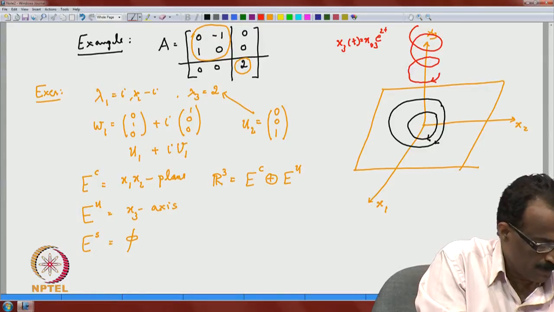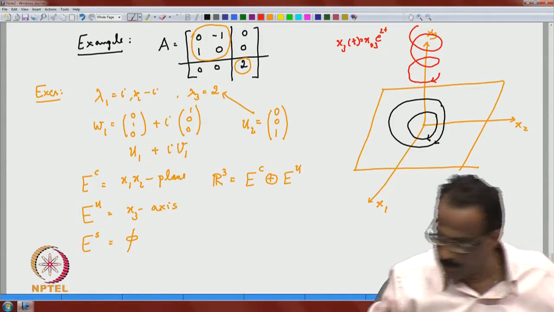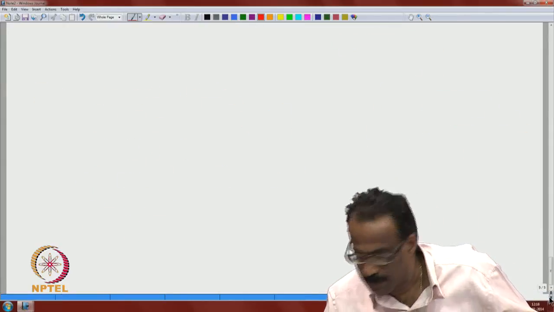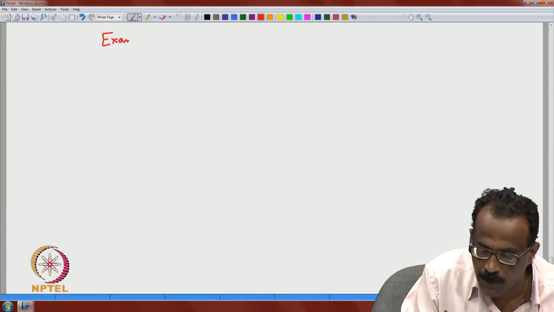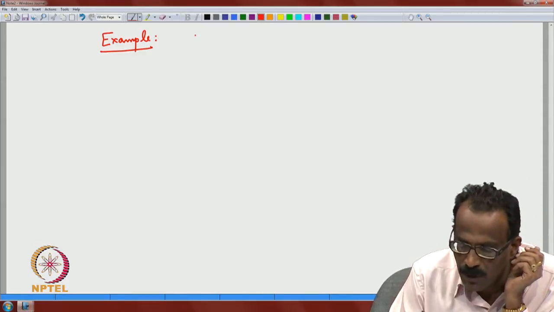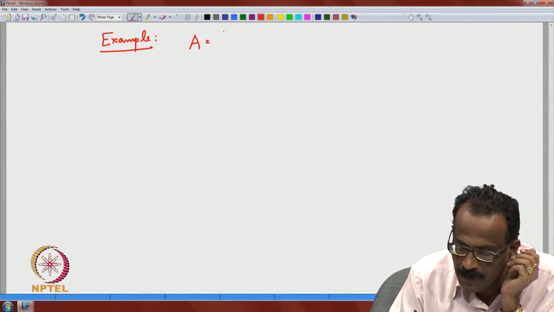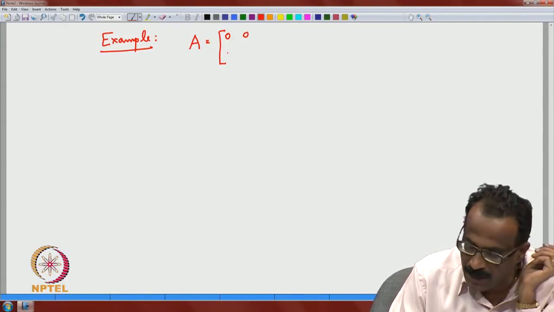Maybe one more example now, and in the next class I will give one more example if I have time. The examples are the best way of imagining. We have already seen A with one eigenvalue 0, and now I want to take A with both eigenvalues 0.